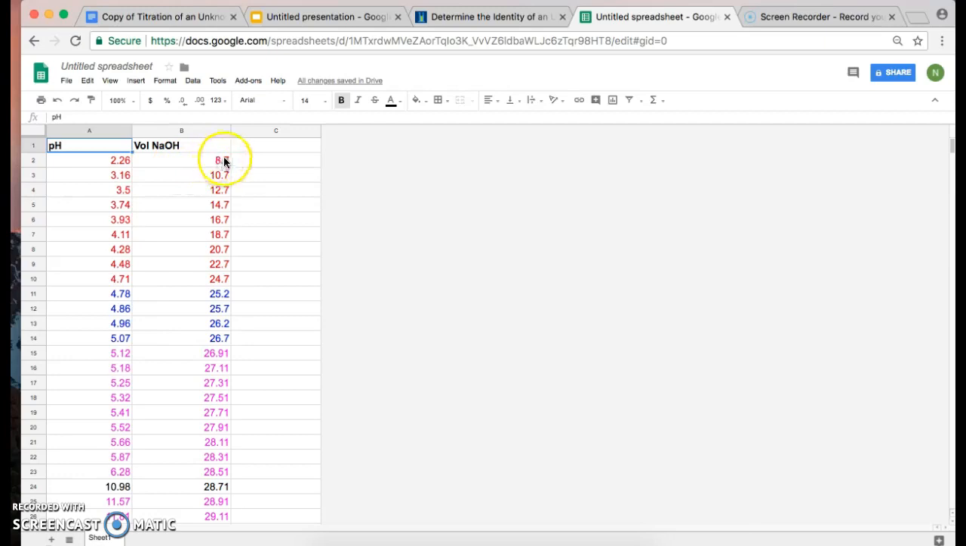So how can we get it to be 0 milliliters? Well, what you need to do for this point and for all of the points here is subtract the initial value. So our initial value will be the 8.7, and so for all of these I want to subtract 8.7 to get the volume of base I actually added.